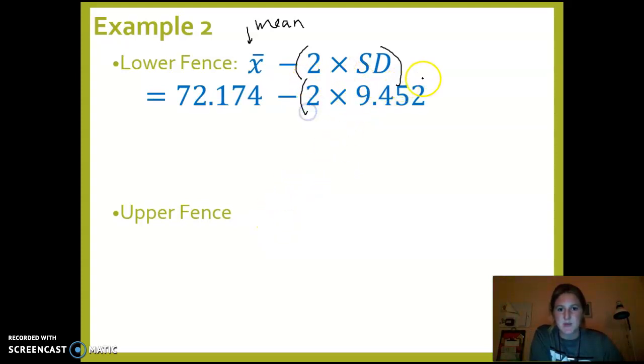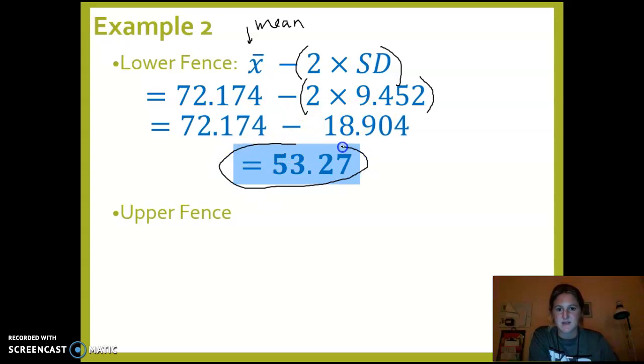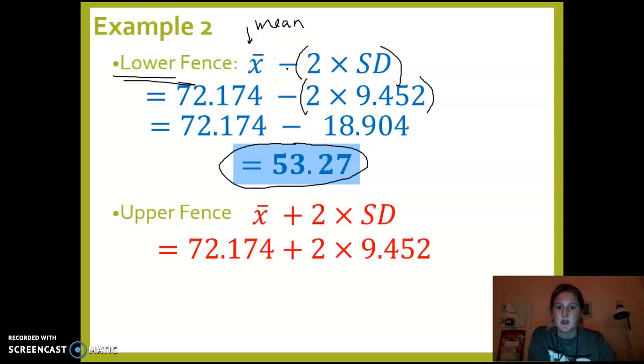2 times 9.452. Take that number away from 72.174. You're getting this lower fence of 53.27. So anything lower, right, this is lower. Anything lower will be an outlier. As far as the upper fence goes, all that changes is instead of subtracting the numbers, you are going to add them. Okay?